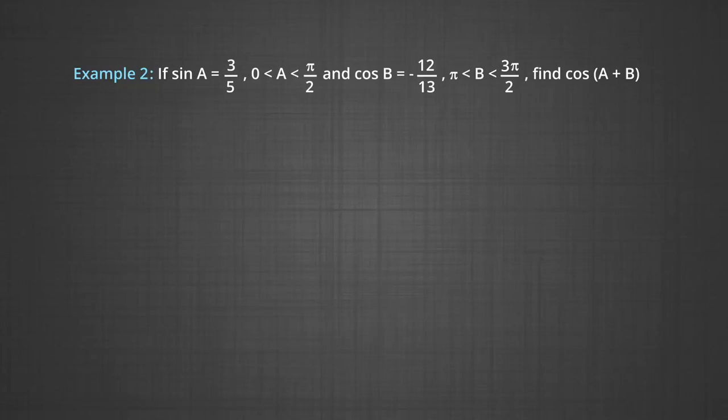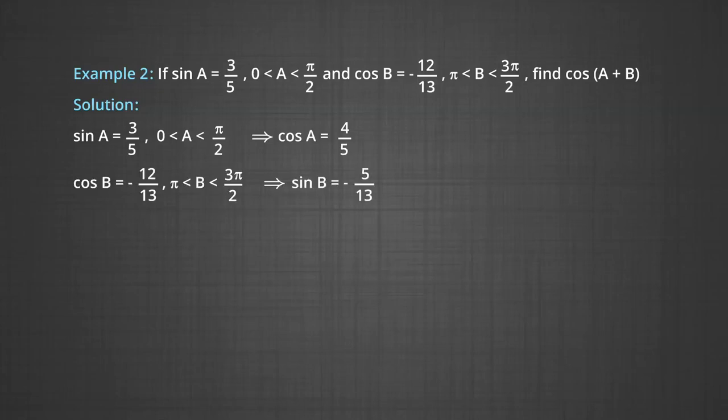In example 2, we take the value of sin A as 3 by 5, cos B as minus 12 by 13. Now, we will try to find out the value of cos of A plus B. Sin A is 3 by 5 and A lies from 0 to pi by 2. Therefore, cos A is 4 by 5. Cos B is minus 12 by 13, but B lies in the third quadrant. Therefore, sin B is minus 5 by 13.